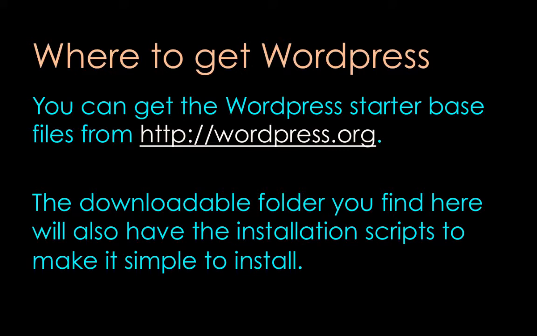So where to get WordPress? You can get the WordPress starter base files from wordpress.org. There's going to be a download button. The downloadable folder that you find here is also going to have the installation scripts to make it simple to install. And we're going to talk about the installation process overview in a little bit.